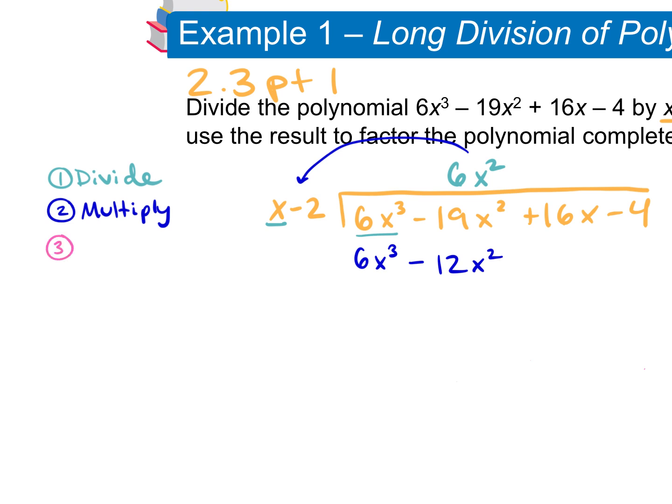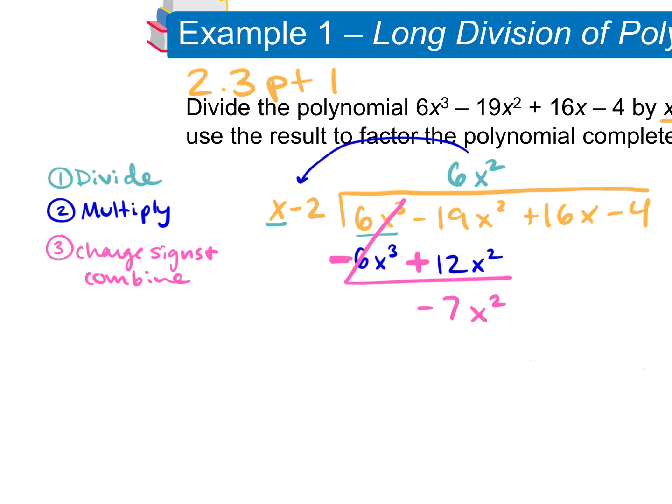Now, our third step is to change the signs and combine. So what we just multiplied, I'm going to change the sign, and combine them with the terms above. So your first ones are always going to cancel because I multiplied and divided by the same numbers, so they should always cancel. Next, we have negative 19x squared plus 12x squared. This would give us negative 7x squared.